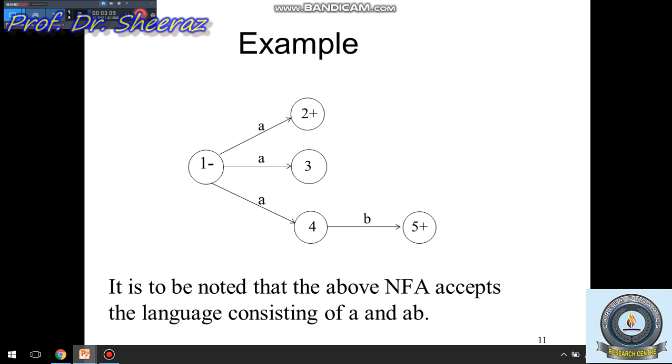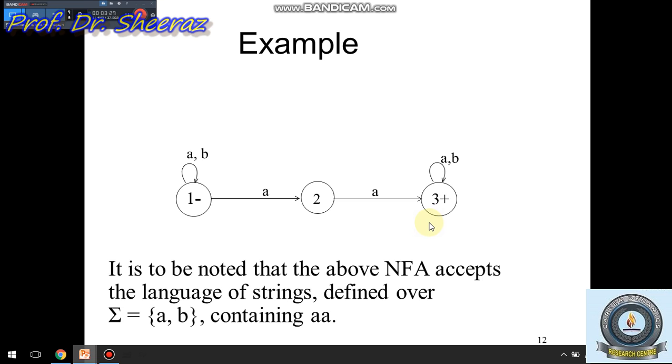1 is the initial state, 2 is a final state, 5 is a final state, and 3 and 4 are intermediate states. It is to be noted that the above NFA accepts the language consisting of A and AB. 1 से 2 तक A, 1 से 5 तक AB. Also, the above NFA accepts the language of strings defined over sigma {A, B} containing double A. 1 से 2 तक A, 2 से 3 तक A.